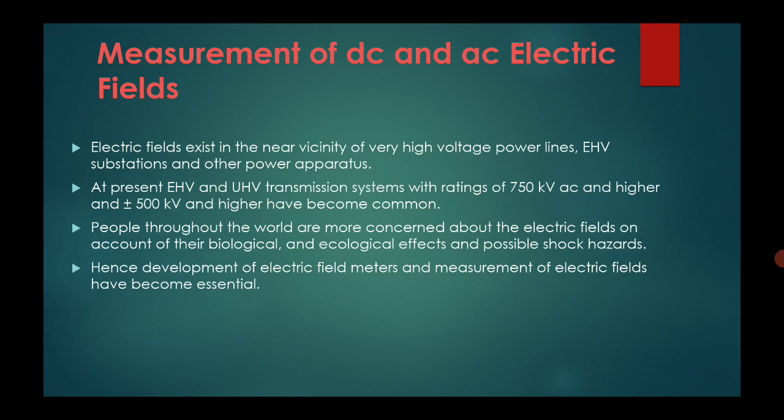Now we talk about measurement of DC and AC electric fields. Electric field exists in the near vicinity of very high voltage power lines, extra high voltage substations and other power apparatus. At present, the EHV and UHV transmission systems with rating of 750 kV AC and higher, and 500 kV DC and higher, have become very common.